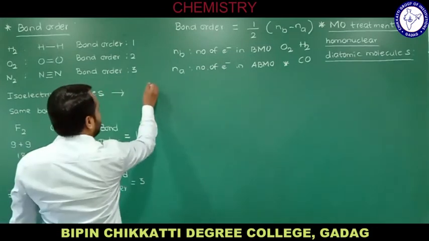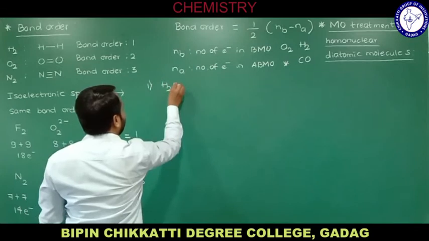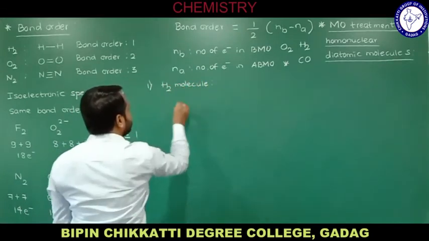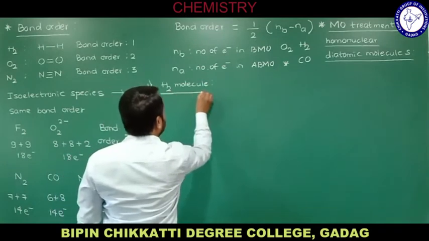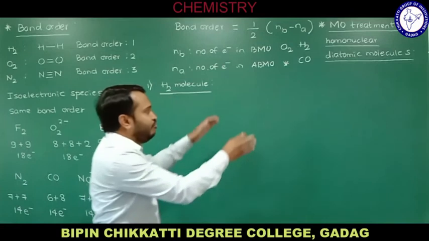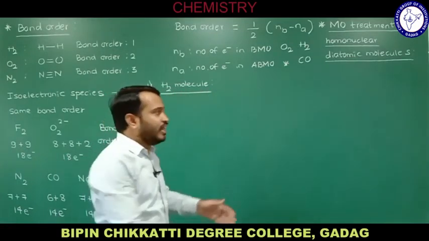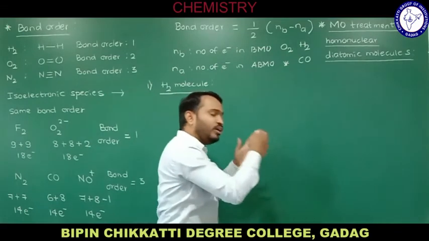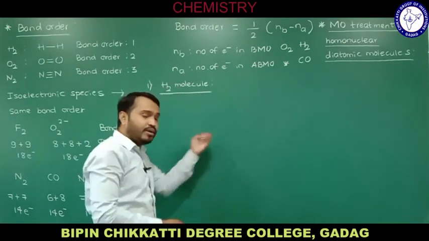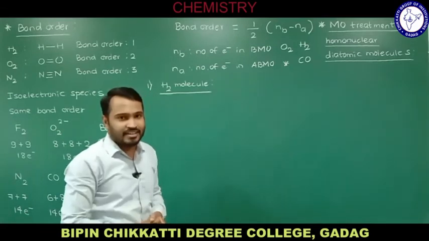The first example I am going to consider here is the formation of the H2 molecule, the hydrogen molecule. The first step will be to count the number of electrons in the hydrogen molecule. Later we'll draw the molecular orbital energy level diagram. We'll write the electronic configuration, the bond order, and the properties related to that.